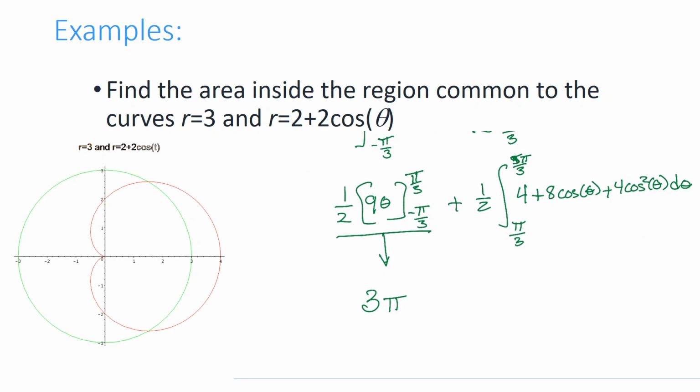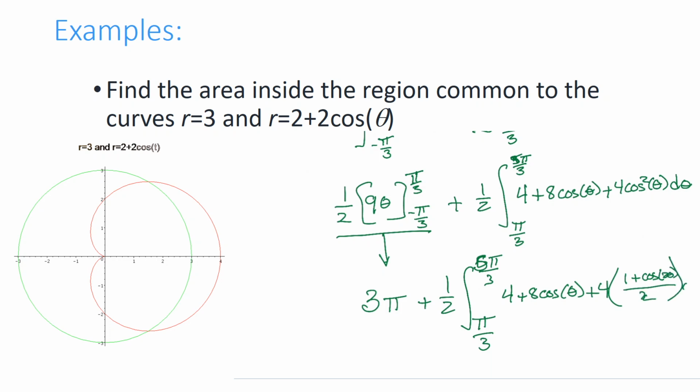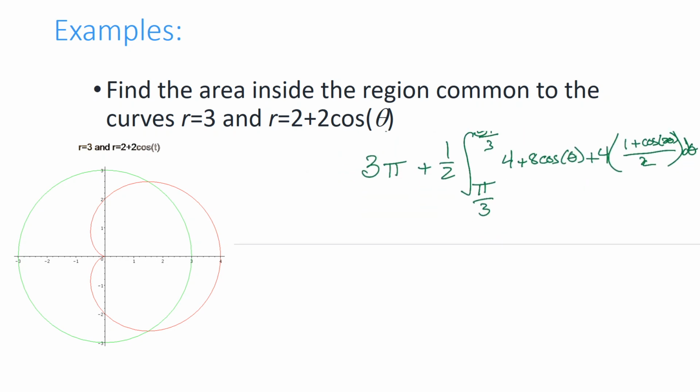Let me just double check. 9 times 3 pi, 6 pi divided by 2 is 3 pi. Yep. Okay. So we have 4 plus 8 cosine theta plus 4 times, using the power reducing formula, 1 plus cosine of 2 theta over 2. So my 3 pi that came from the circle part is still there.